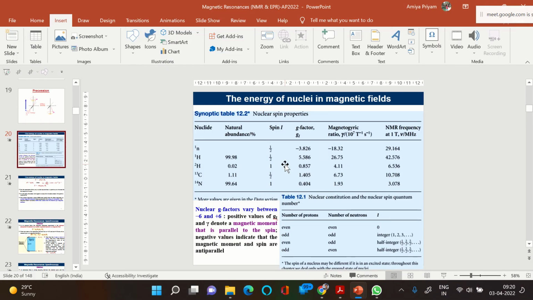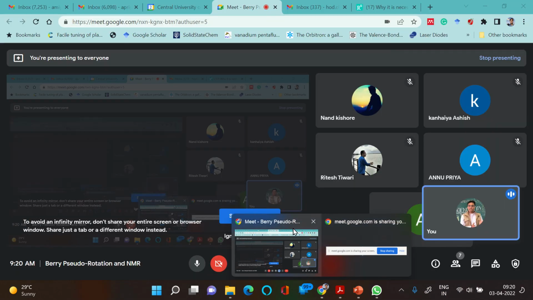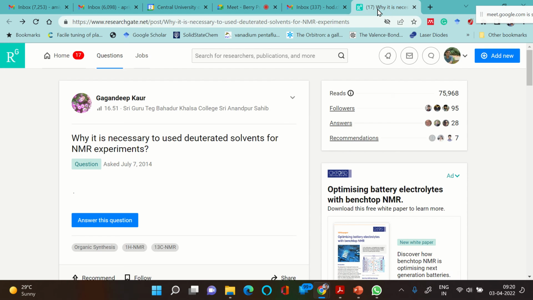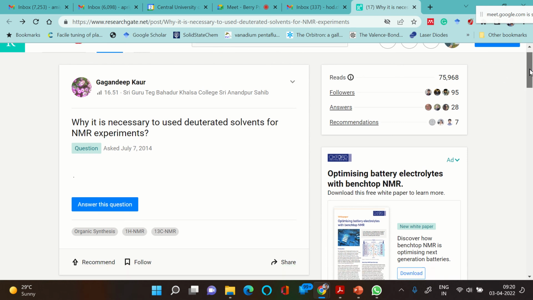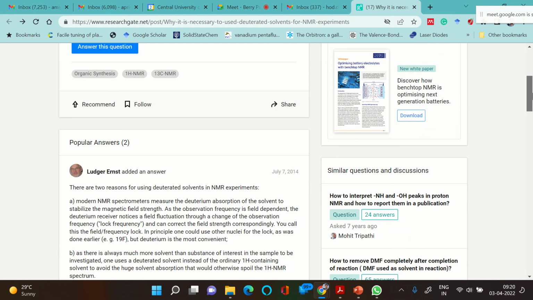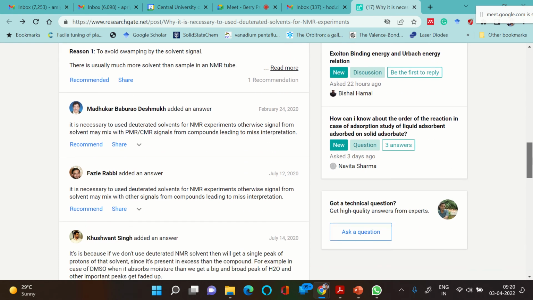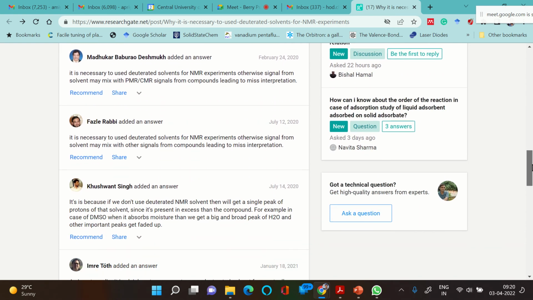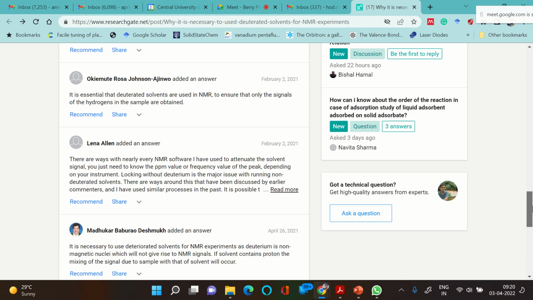In fact, I would like to show some such inherent discrepancies which are there on many such sites. See this example. This is a reputed research site, an interactive site where anybody can make a profile and ask questions. They can share their research. This question was asked: why is it necessary to use deuterated solvent for NMR experiments? See what people are answering. You have to avoid such things.